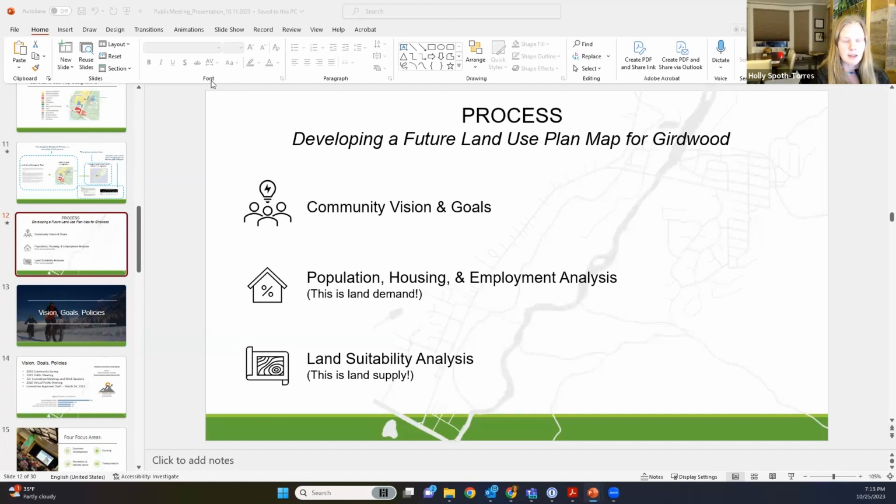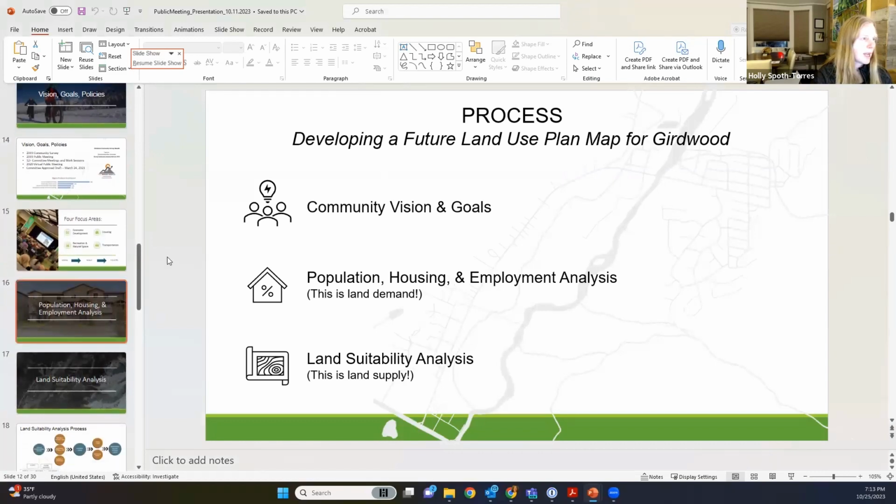And then Bree is going to get into the existing conditions analysis. And that's really talking about what you have. That's the supply. That's the different types of land that you have now. Okay. And again, that will move toward the future land use plan map. Okay. So I think, Michelle, I'm going to stop sharing and I'll let you take it from here.